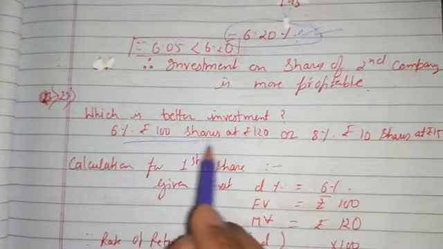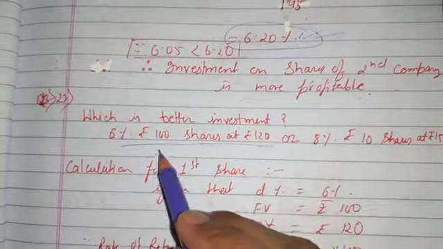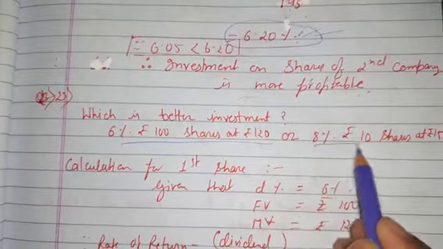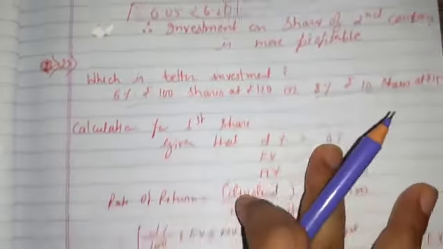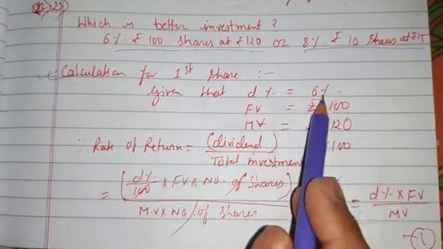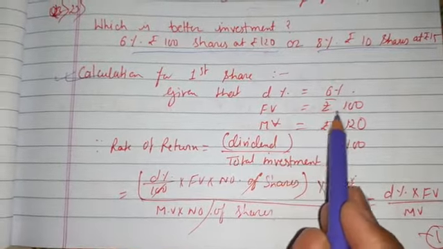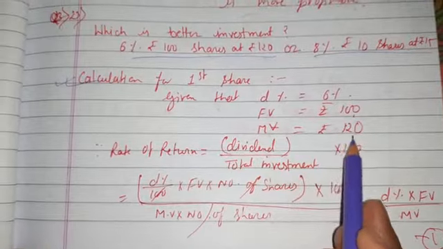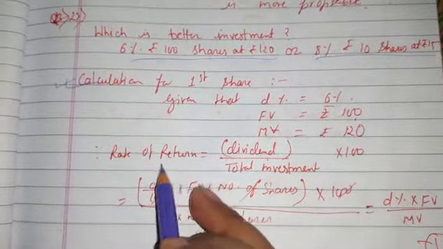First of all, I have written which is better investment, 6% rupee 100 shares at 120 or 8% rupee 10 share at rupees 15. So first of all, calculation for the first share, given that dividend percent is 6%, face value is rupees 100 and market value is rupees 120. So what is the rate of return?